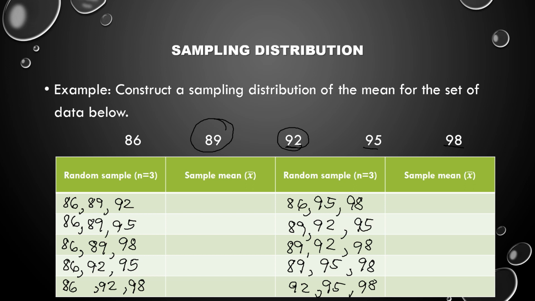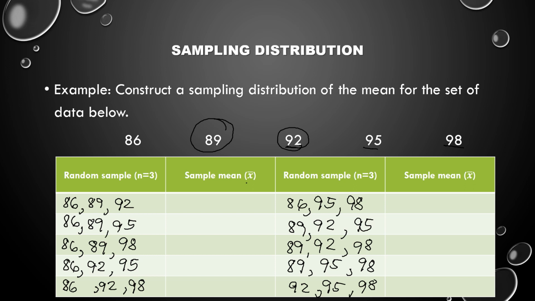Next, once you have the possible combinations of the different samples with a sample size equal to 3, you are going to get the sample mean. How to get the sample mean? By the way, the symbol for the sample mean is the X with a bar at the top. That is your symbol for the sample mean. Now, what is the sample mean?